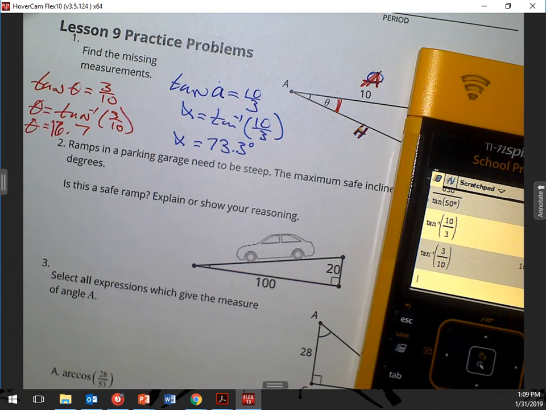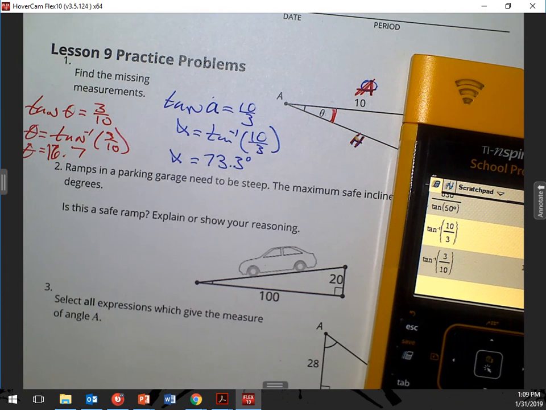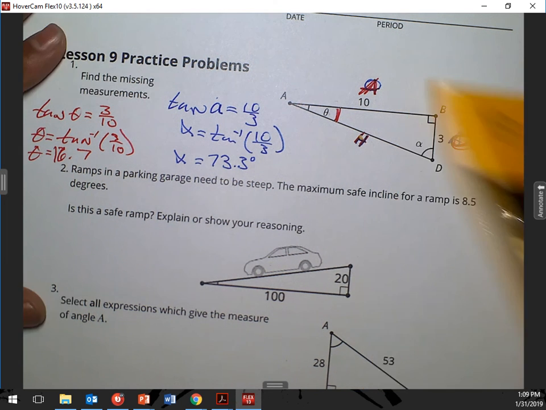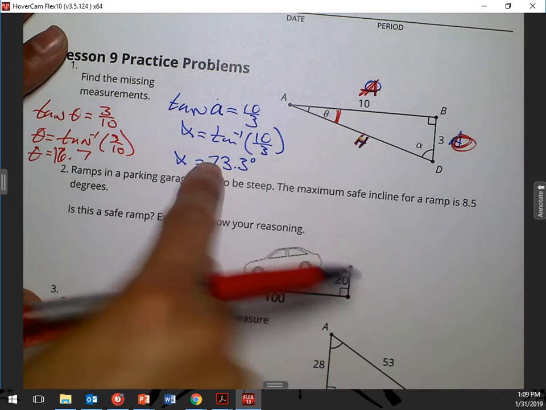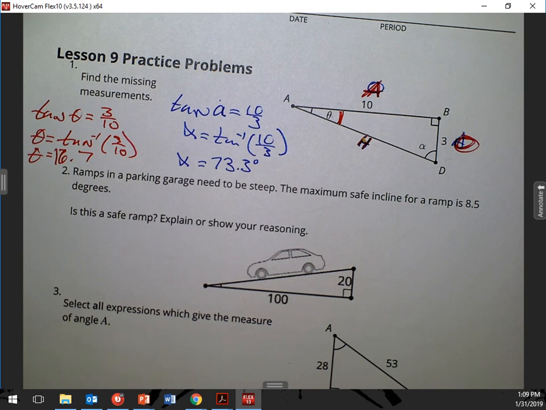Now, both those angles, the blue and the red together, have to add up to what? 90. All three add up to 180, so these two add up to 90. Is that true? Yes, it is. It works.